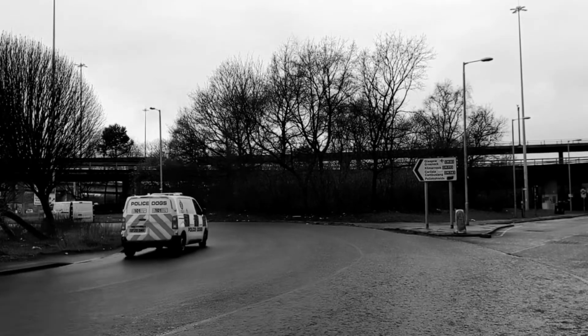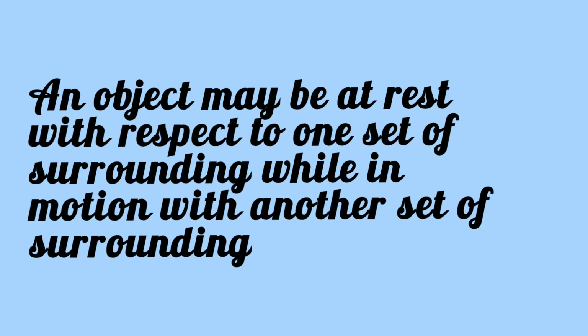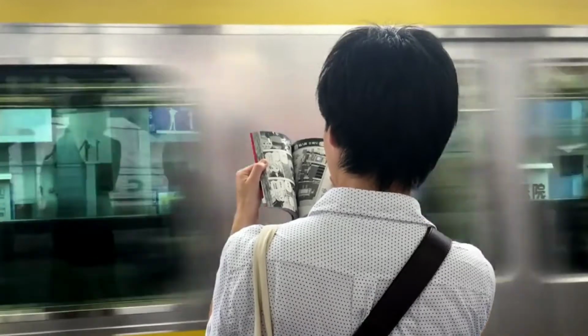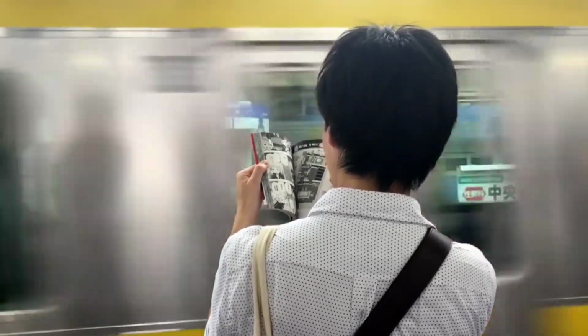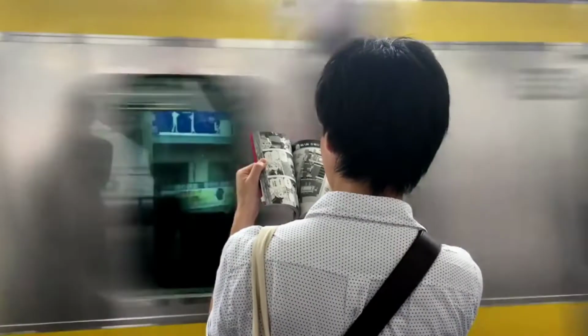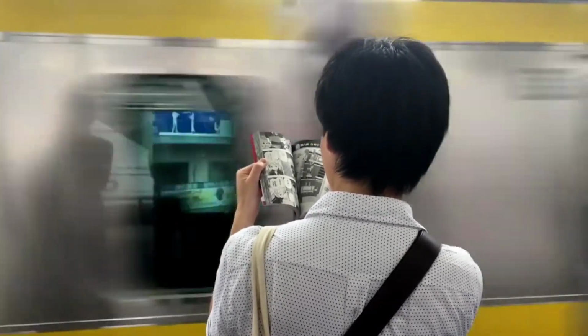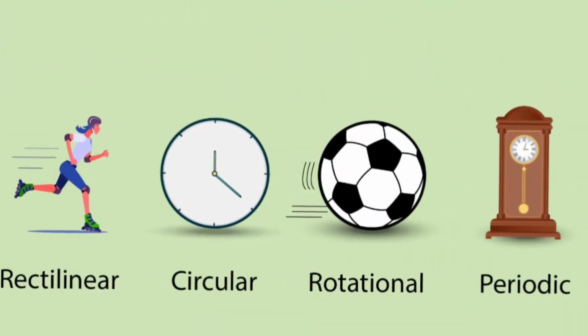An object may be at rest with respect to one set of surroundings while in motion with another set of surroundings. For example, the passenger in a moving train is at rest in relation to another passenger sitting in the same train, but is moving in relation to the passenger sitting at the platform. There are many types of motion which we see in our daily life.